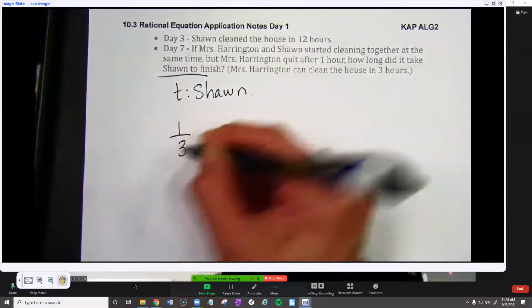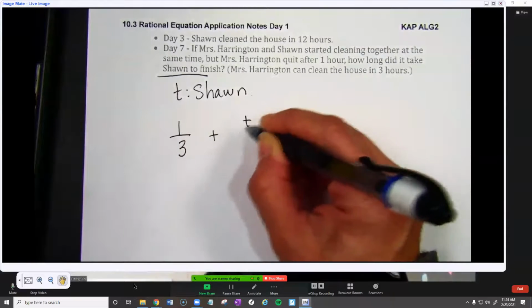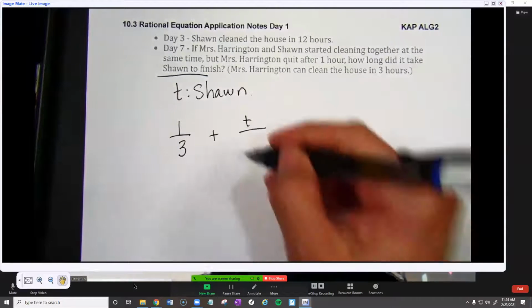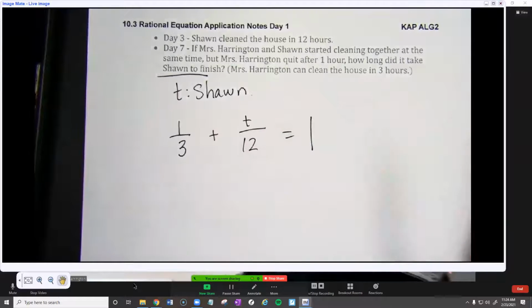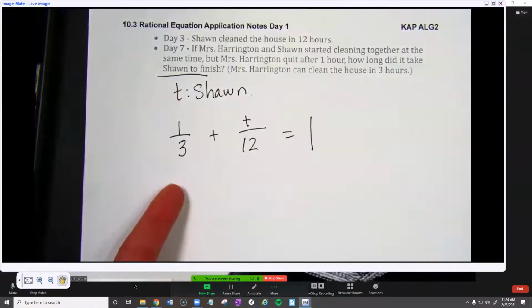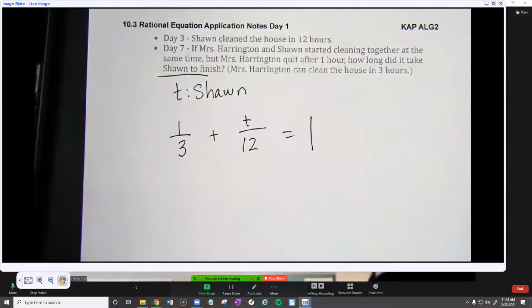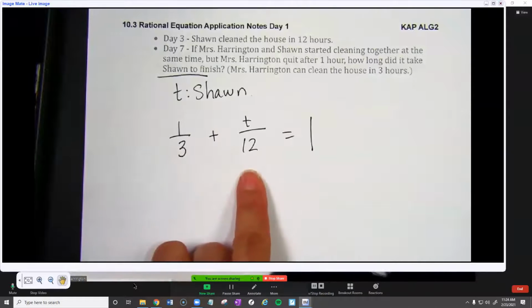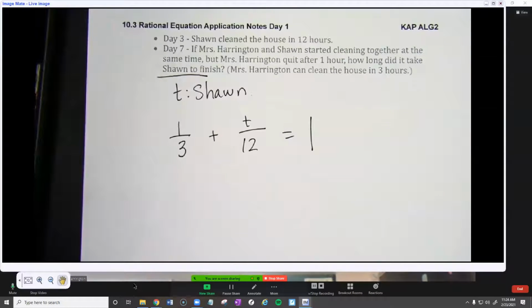So here's me plus Sean. He's 12 hours. And that's going to equal 1 clean house. Y'all, look at me. How much of the house did I clean? 1/3. I cleaned 1/3. I'm already helping him out. How much is he going to have to clean on his own? If 1/3 is clean, how much is dirty? 2/3. So he's responsible for just 2/3 of the house.